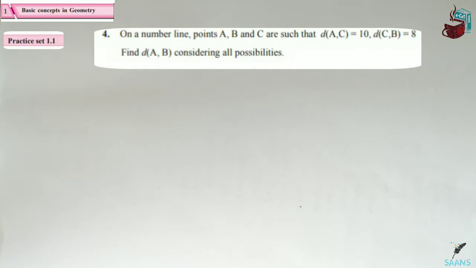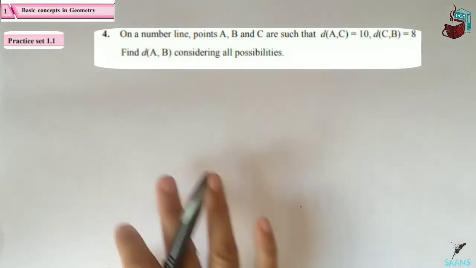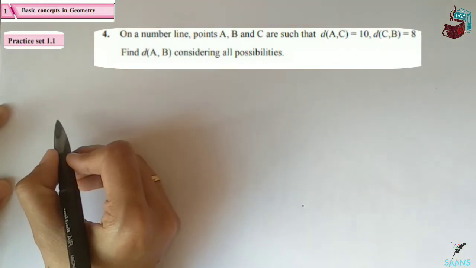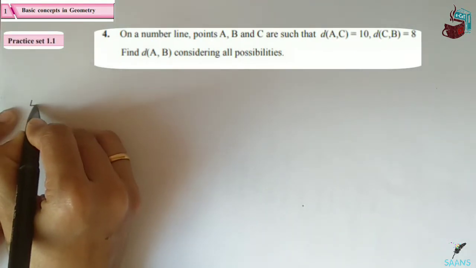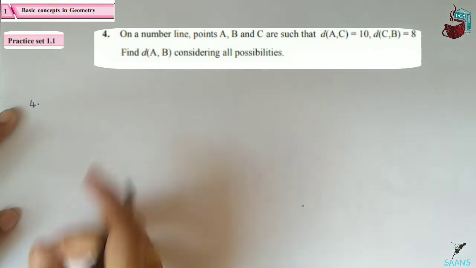As you had seen the examples, let's just see that example again, page number 3. If P, Q, R are 3 distinct collinear points, there are 3 possibilities: Q is in the middle, R is in the middle, and P is in the middle, as you can see in the diagram. Similarly we'll do this also. So we'll have 3 cases. We'll do one below the other, so it is easier for us to understand. So this is sum number 4. We are solving sum number 4 of practice set 1.1.